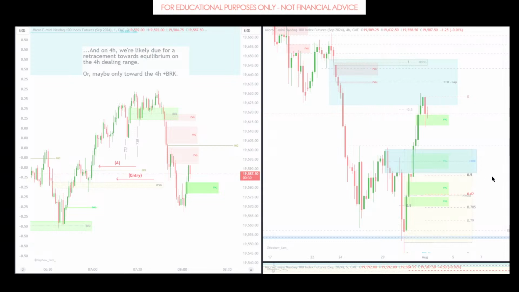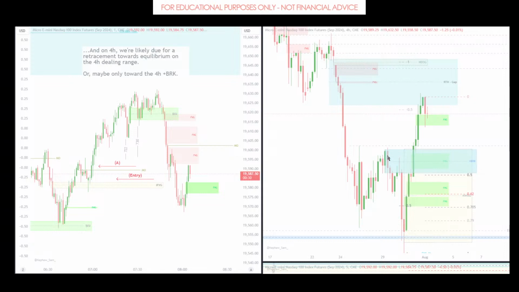Equilibrium is over here, this 50% marker right there. We're very much in premium on that dealing range. And it looks like we're probably going to go lower. And that could be from 587 down to the 400 or even lower.